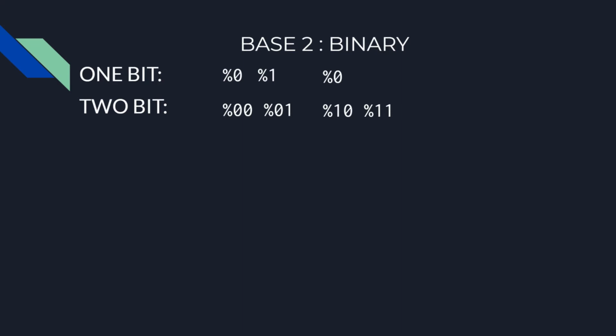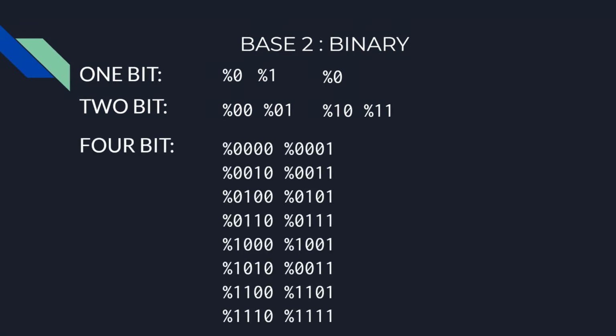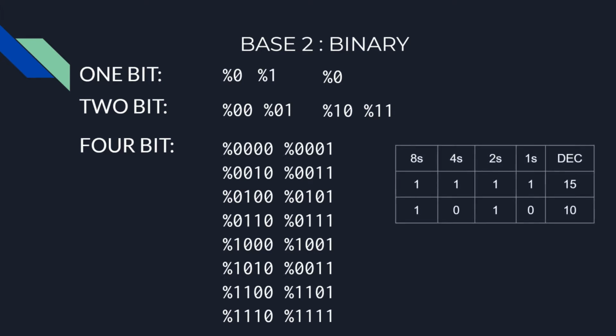We can continue counting for a little while, but not for long. We can now roll over once we reach %11, or decimal 3, as we now have a 1 in the 2's place and a 1 in the 1's place. Let's add 2 more digits. The 3rd counts how many 4's we have, and the 4th how many 8's. So now, if we have a binary number like %1111, we have one 8, one 4, one 2, and one 1. If we add these together, we get decimal 15.